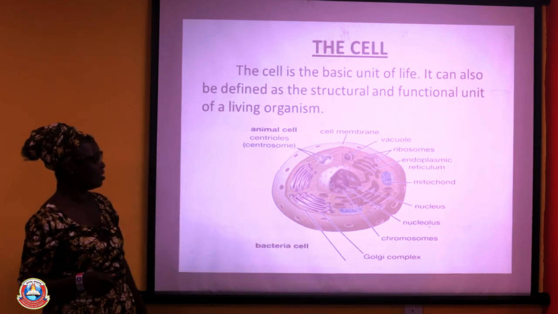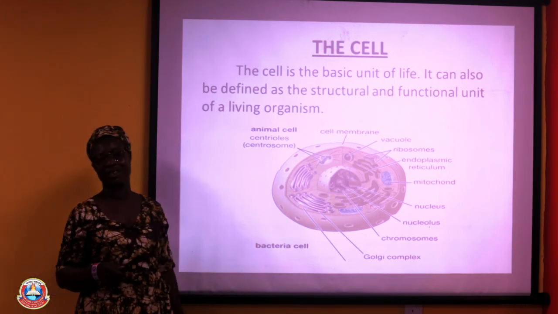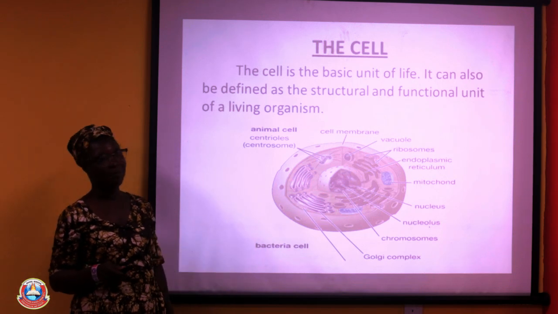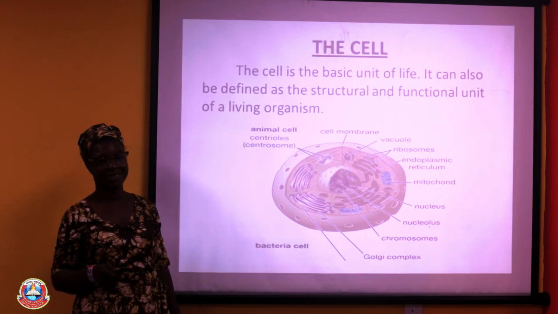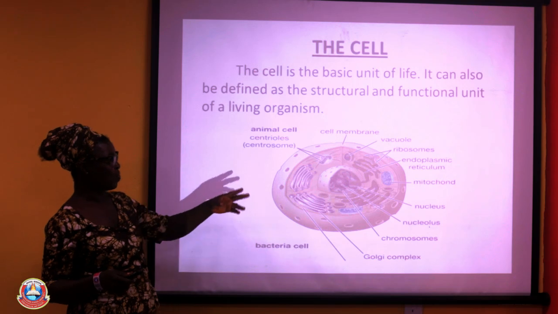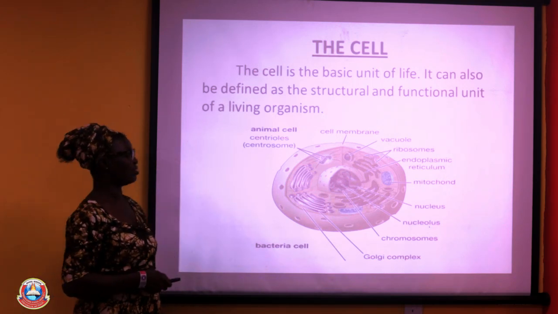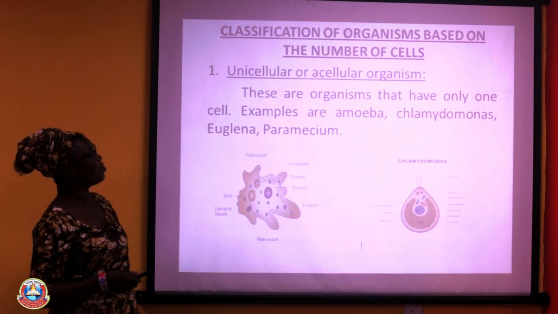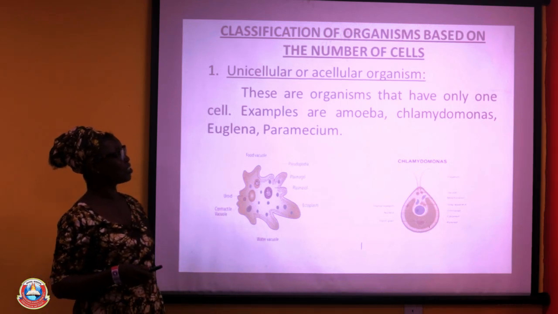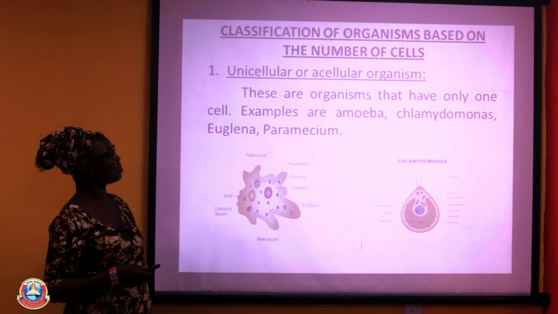And here, the diagram on your screen is a typical example of animal cell. It has some parts that make it up, which are called the components of the cell. Now, we look at the classification of organisms based on the number of cells.